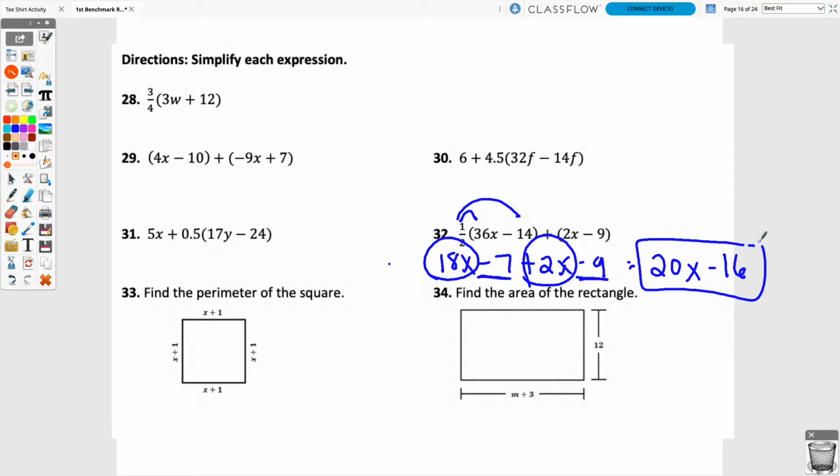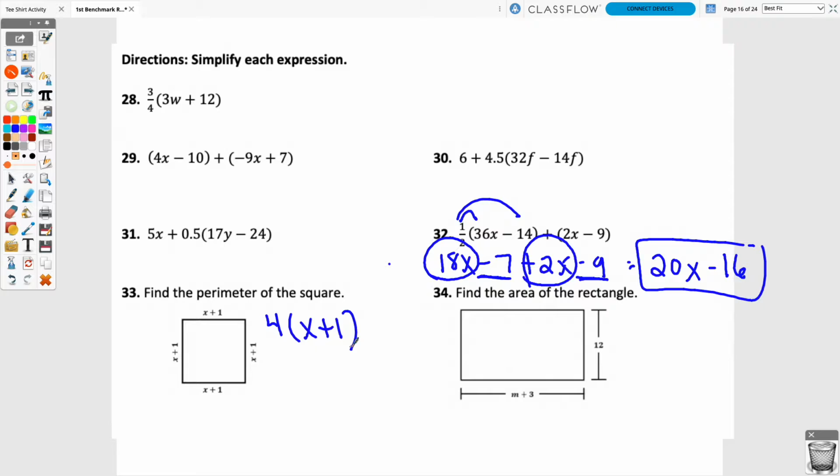So same thing here. If I have x plus 1 plus x plus 1 plus x plus 1 plus x plus 1, a quicker way to write that would just be 4 times x plus 1. How can I show that I'm multiplying 4 by that entire expression? 4 parentheses and then. Yeah. Just put that x plus 1 in parentheses.